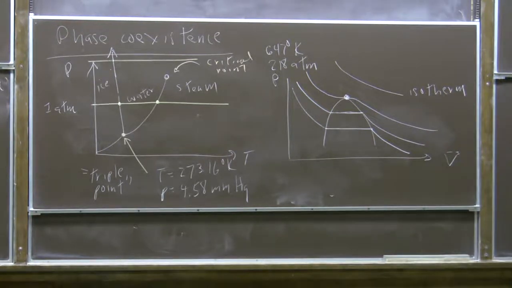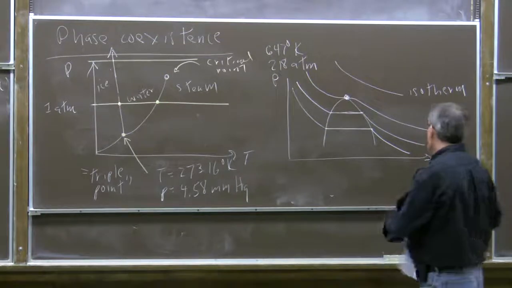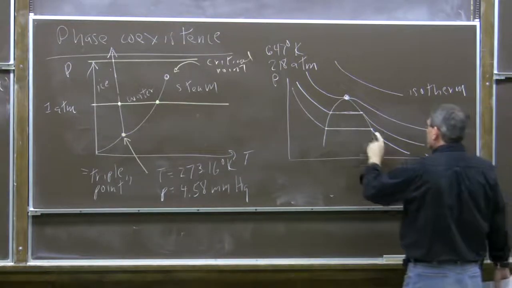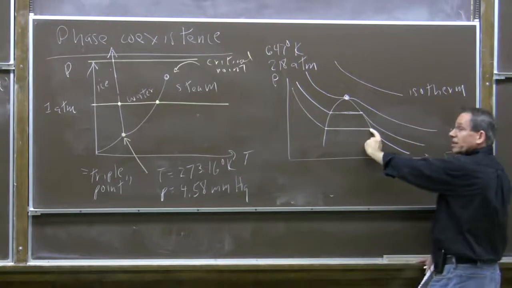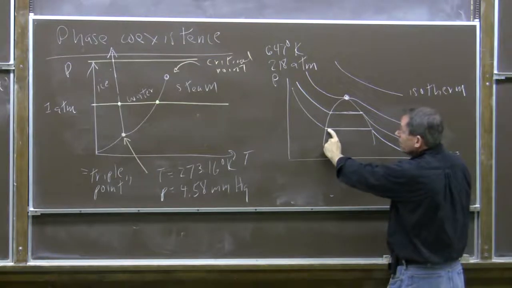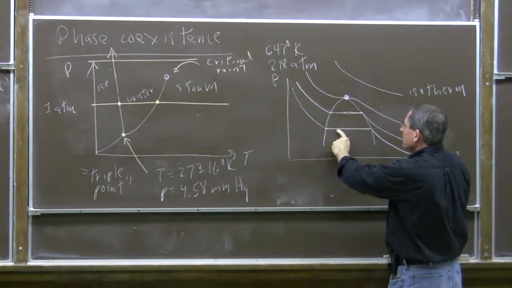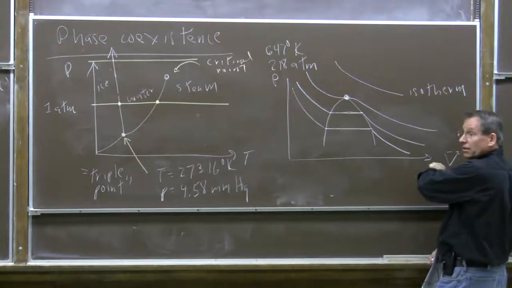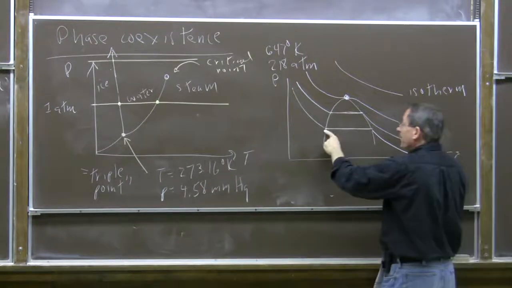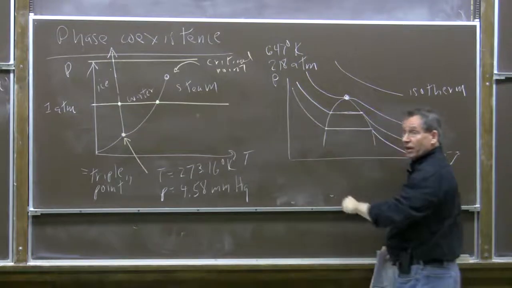Okay, so larger volume means we're in the gas phase. As we decrease the volume, eventually we get to the point where the pressure locks in, and as we continue to decrease the volume, the pressure stays fixed until we finally converted all of the gas to liquid, and then as we decrease the volume further, the pressure shoots up.